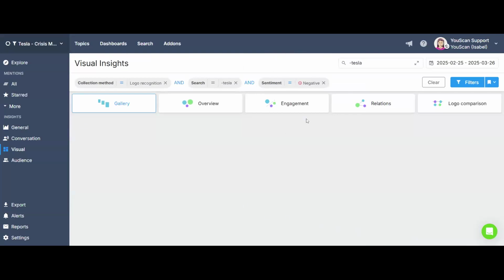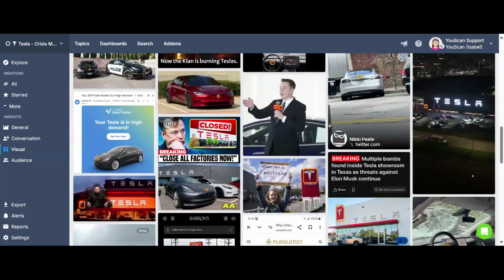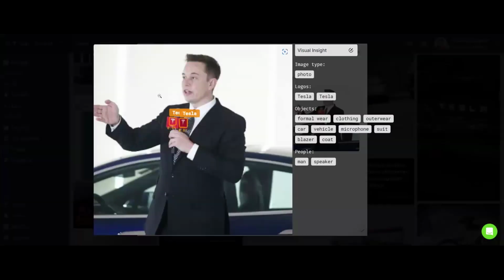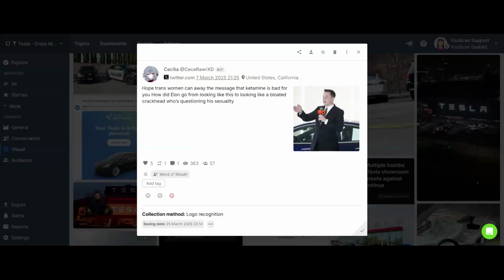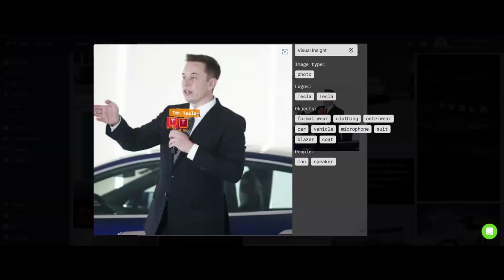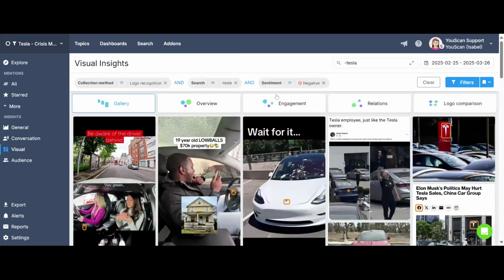I can go to the gallery to see it better. So for example, this mention is talking about Elumi. It's not our monitoring focus. It's not using the Tesla keyword, but still the logo of Tesla is being mentioned here. And it's a negative mention. So I can understand in which visual context my brand is being mentioned in a negative way without mentioning the brand name in the post text. That's the idea of the visual insights.